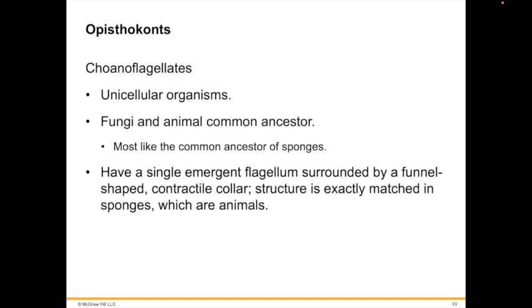The choanoflagellates have a single emergent flagellum surrounded by a funnel-shaped contractile collar composed of closely placed filaments, a structure that is exactly matched to the sponges, which are animals. These protists feed on bacteria strained out of water by their collar, and the colonial forms resemble freshwater sponges. The close relationship of choanoflagellates to animals was further demonstrated by the strong homology between the surface receptor, a tyrosine kinase receptor, found in the choanoflagellates and found in sponges.